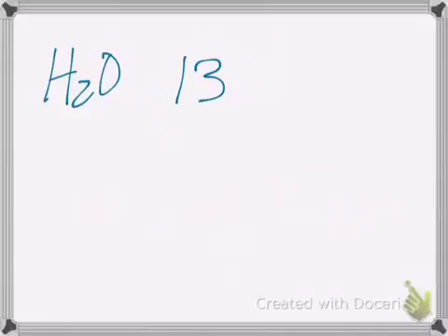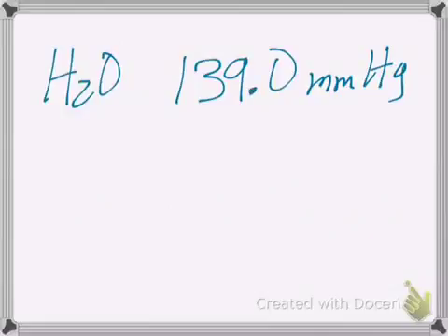For that last one, let's see if I can get rid of all of this stuff here. Okay, for that last one, it says that the partial pressure of water vapor, H2O, is 139.0 millimeters of mercury. It says 18% of the total pressure, right? So this is 18% of the total pressure. What is the total pressure in the greenhouse?